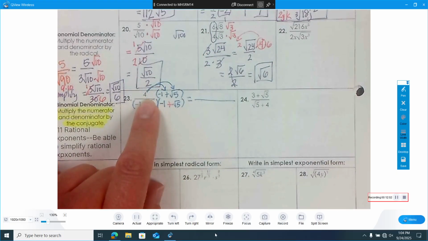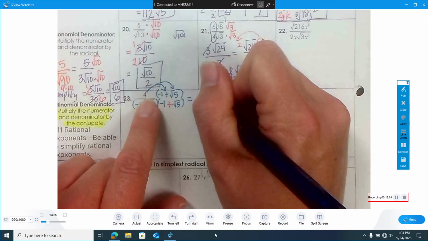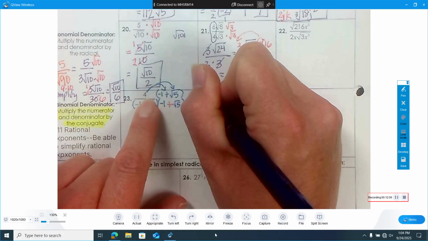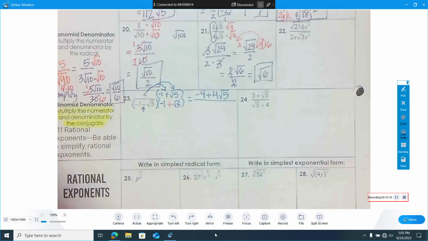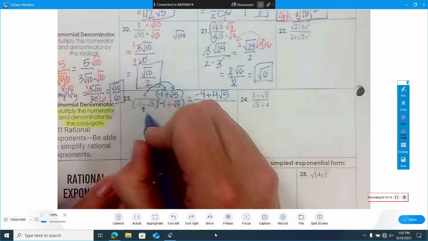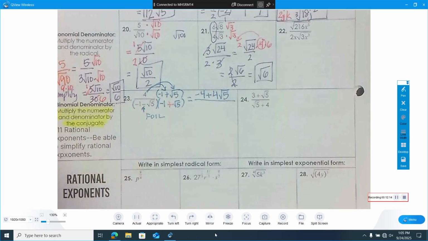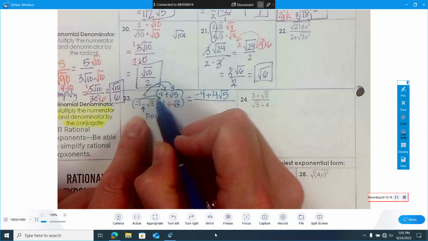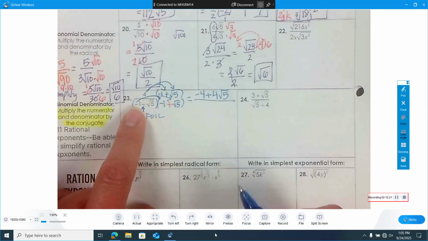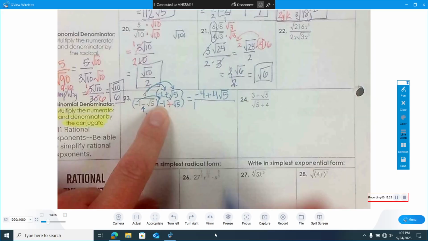We're going to go ahead and distribute the 4. What do you get when you distribute the 4? -4 plus 4 root 5. 4 radical 5. Good. And then in the denominator, we need to FOIL. So we're going to FOIL the denominator. I'm going to distribute the -1. Yep, -1 times -1 is 1.